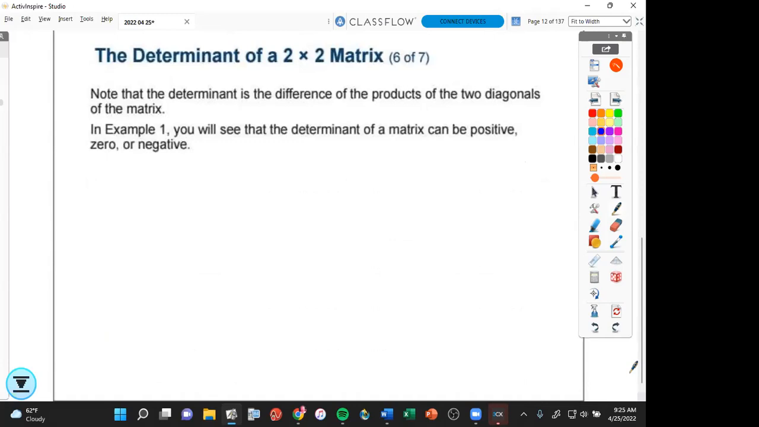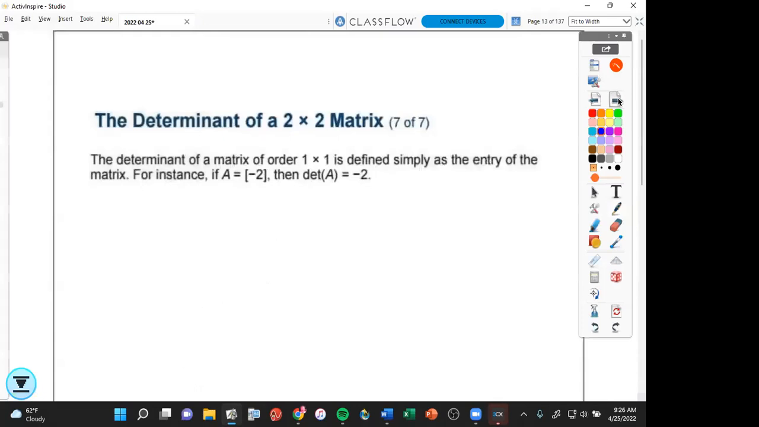What do you know if the determinant is 0? What's that tell you? The matrix has no inverse. The matrix has no inverse if the determinant is 0. If the matrix is a 1 by 1, then the matrix number is the determinant. So if I had a matrix of -2, then the determinant is -2.